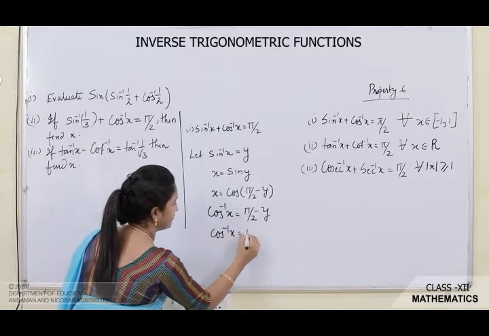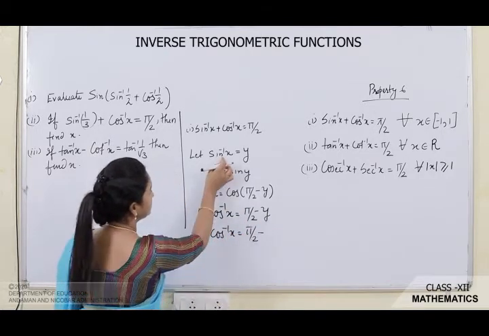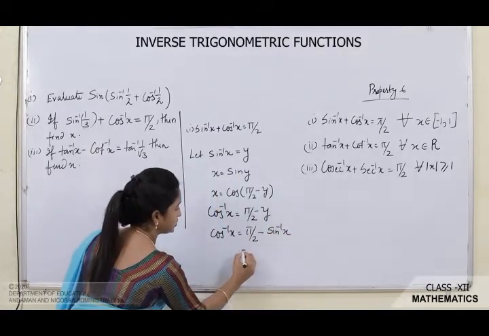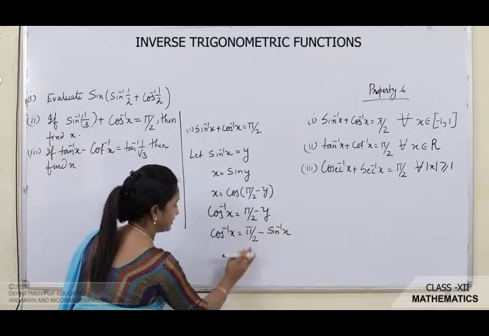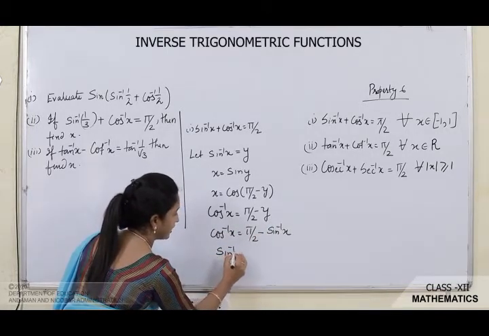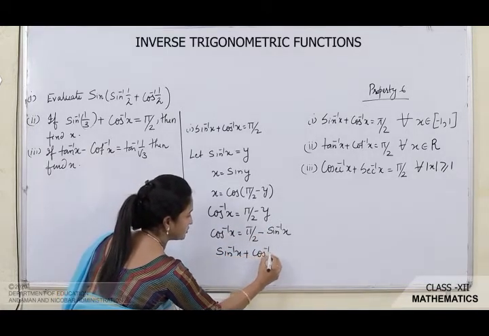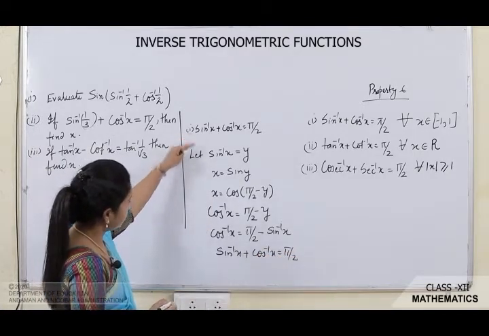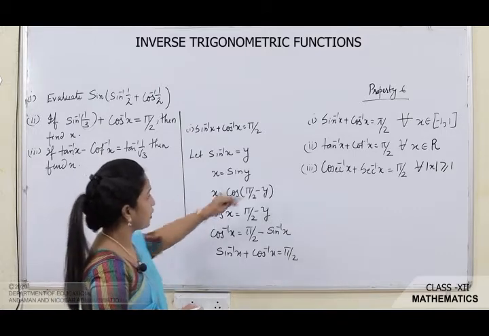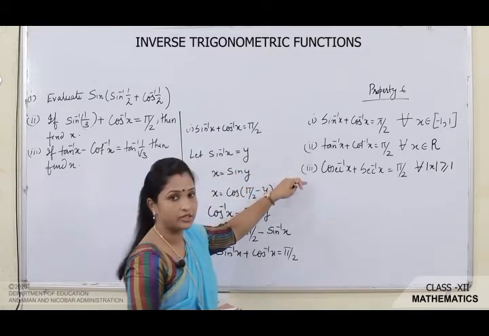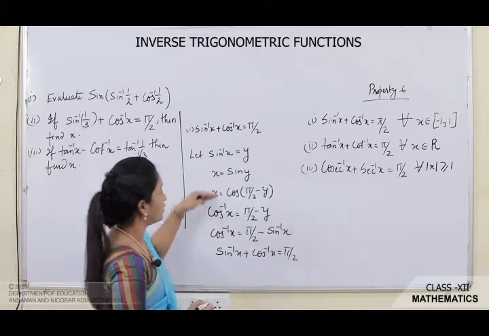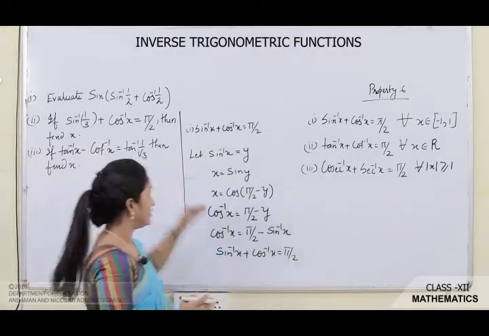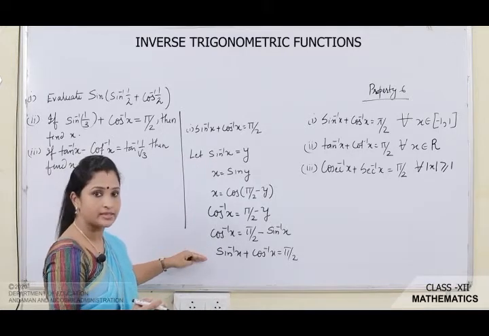Now substituting the value of y, what is y we have taken? Sin inverse x. So when you simplify this, you are going to get sin inverse x plus cos inverse x is equal to pi by 2. So this is the first property. Similarly, you can prove for the second one and for the third one. Okay, the same way you have to proceed. You have to take tan inverse x is equal to y, and the same way you have to proceed like this. Okay, I think it's clear.